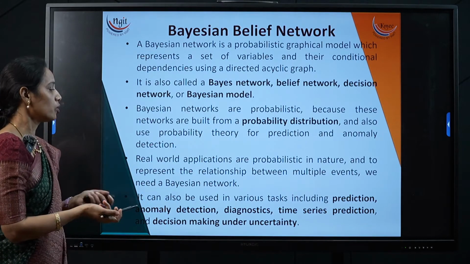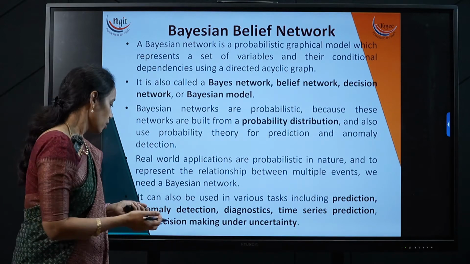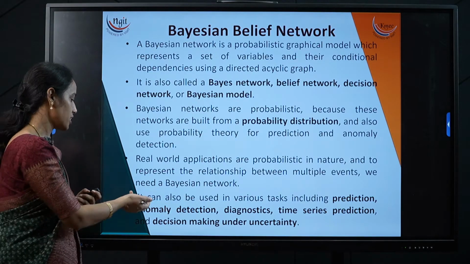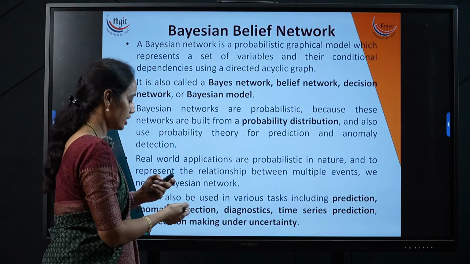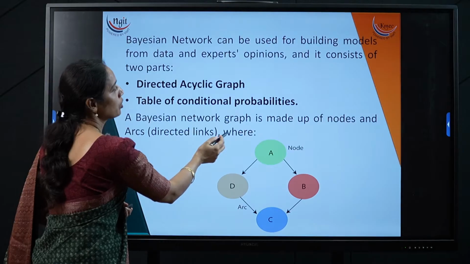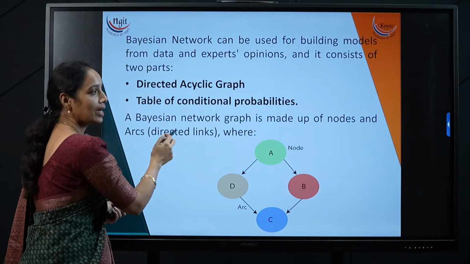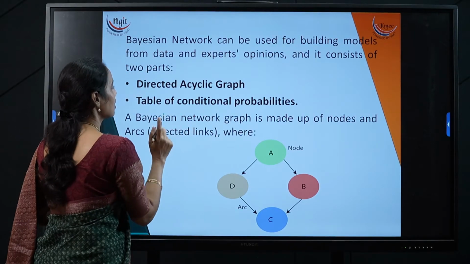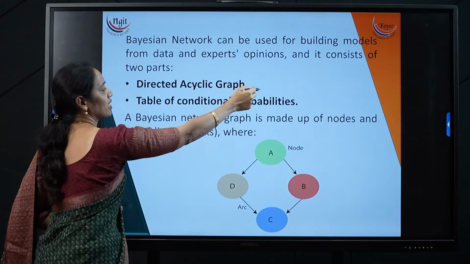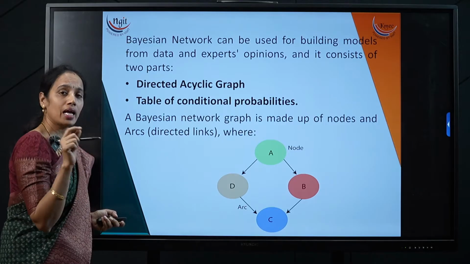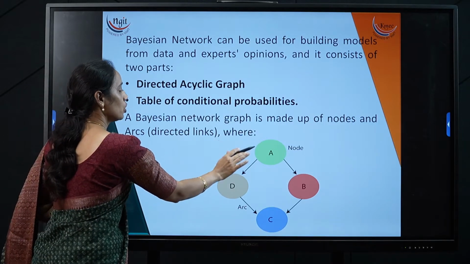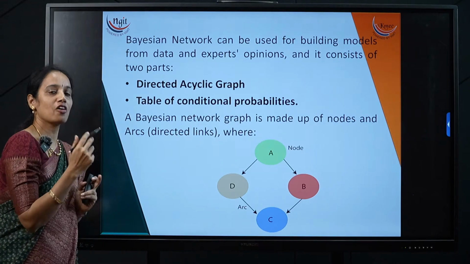It can also be used for various tasks including prediction, anomaly detection, diagnostics, time series prediction, and decision making under uncertainty. This Bayesian network can be used for building models from data and expert opinions, and it consists of mainly two parts. One is the directed acyclic graph, or simply DAG, and we need a table of conditional probabilities.